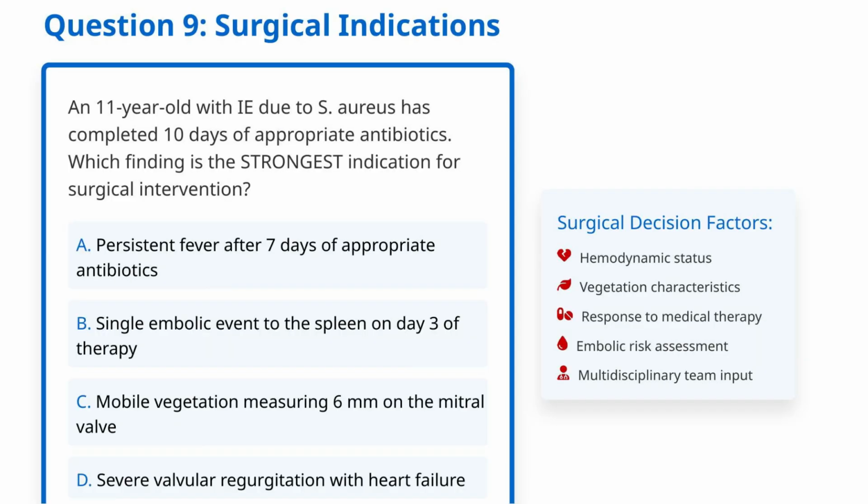outcomes. Question 9. An 11-year-old with infective endocarditis due to Staphylococcus aureus has completed 10 days of appropriate antibiotics. Which finding is the strongest indication for surgical intervention? The options are A. Persistent fever after 7 days of appropriate antibiotics, B. Single embolic event to the spleen on day 3 of therapy. C. Mobile vegetation measuring 6 mm on the mitral valve. Or D. Severe valvular regurgitation with heart failure.